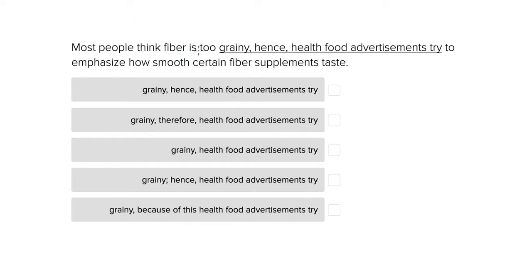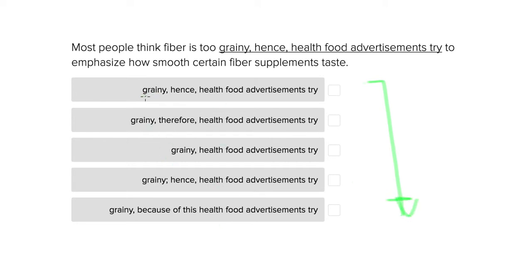So, most people think fiber is too grainy, hence, health food advertisements try to emphasize how smooth certain fiber supplements taste. So, what we're talking about here is that most people have an idea that fiber is going to taste grainy or thick, and so commercials try to portray fiber, at least the ones that are being advertised on commercials, as being smooth. So certain ones are smooth in commercials. And let's go ahead and see why the answer choices here might work or not.